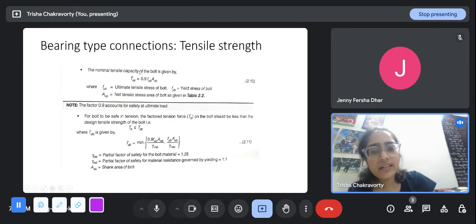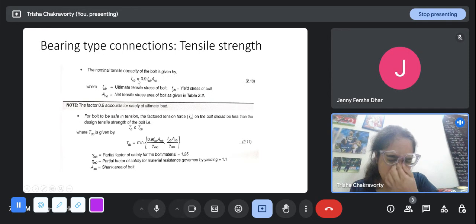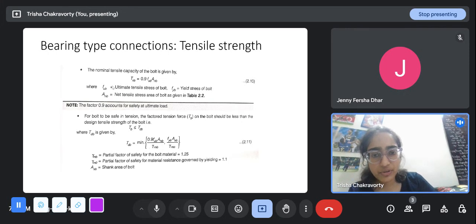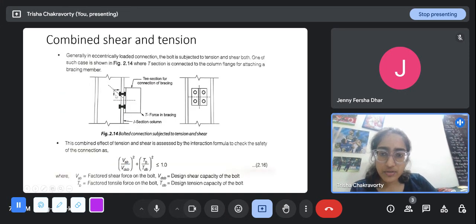And this is the formula for tensile strength. The nominal tensile strength capacity is 0.9 FUB Anb. Don't confuse this 0.9 with the factor of safety. The factor of safety will be applied later on. FUB is the ultimate tensile strength of the bolt, and Anb is the net tensile stress area of the bolt. There is also a criterion of combined shear and tension.